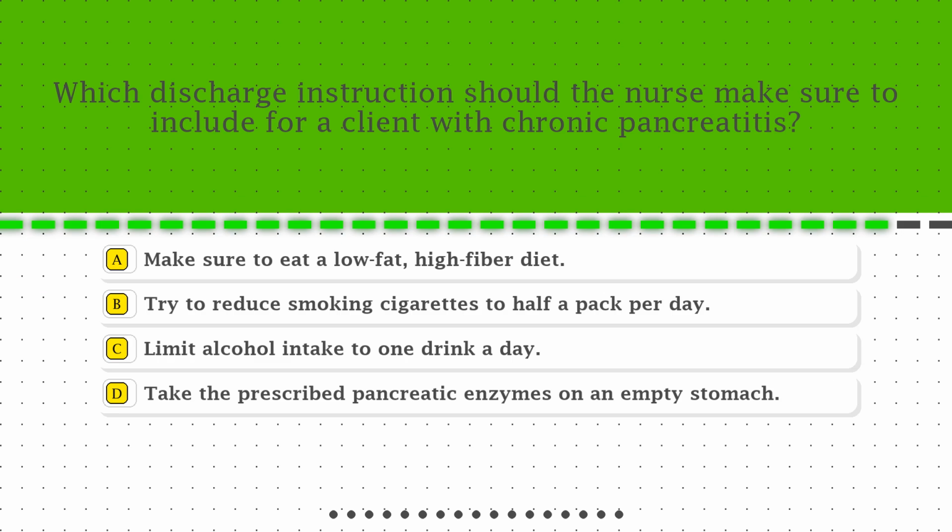Question 1. Which discharge instruction should the nurse make sure to include for a client with chronic pancreatitis? Option A. Make sure to eat a low-fat, high-fiber diet. Option B. Try to reduce smoking cigarettes to half a pack per day. Option C. Limit alcohol intake to 1 drink a day. Option D. Take the prescribed pancreatic enzymes on an empty stomach.